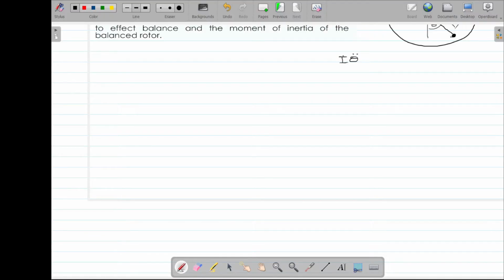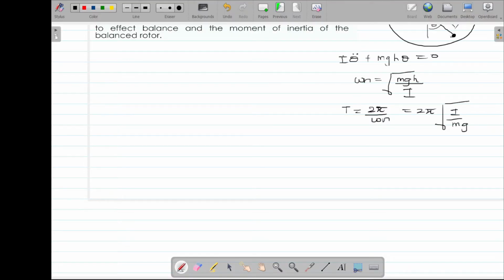I theta double dot plus mgh theta is equal to 0. So omega n will be equal to square root of mgh all on I, and the period equals 2 pi over omega n, which will be equal to 2 pi square root of I on mgh.